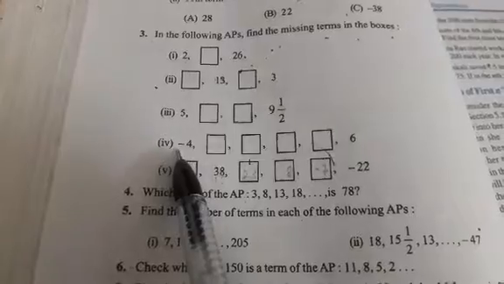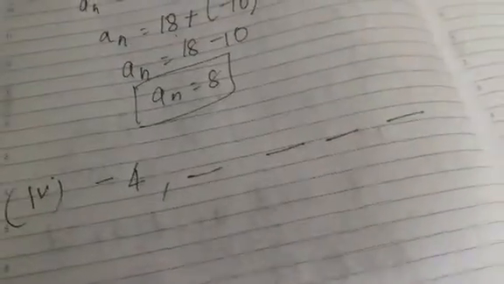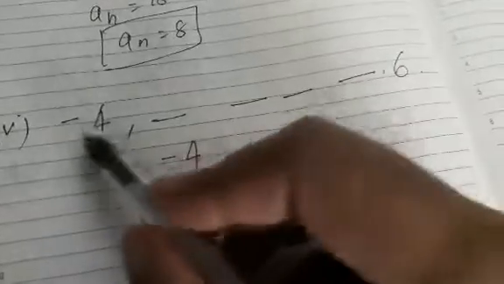If you want, I can take up the fourth one, in which minus 4, dash, dash, dash, dash, and 6. Let us check out this question. The question is minus 4, dash, dash. There are 4 blanks, and the last term which is given to us is 6. Now children, as you can see in the given series, a is equal to minus 4, right? Now 1, 2, 3, 4, 5, 6. Sixth term is given to us, right?